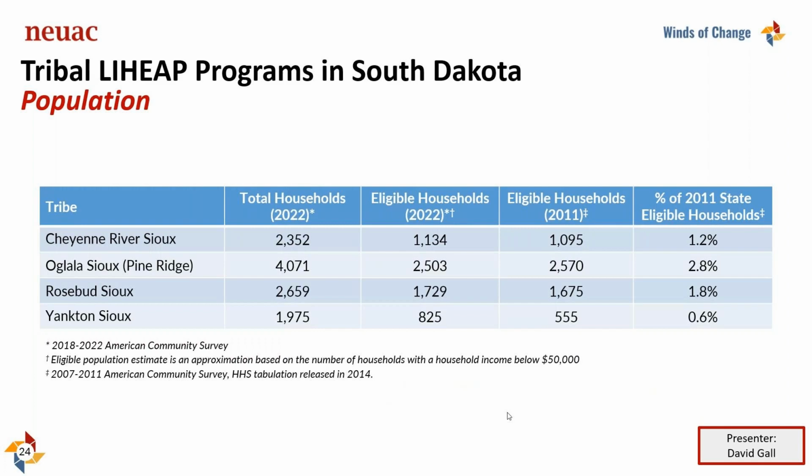Here we again see the total number of households for each tribe in 2022, as well as the total number of households that could potentially be eligible. Note that the number of eligible households is an approximation since the official tabulations from OCS have not yet been released. The last official count from OCS was released in 2014 and is based on data from 2011. You can see with the exception of the Yankton Sioux tribe, the number of eligible households hasn't changed too much. The rightmost column on the table shows the percentage of eligible households in the state each tribe had according to that 2011 count.